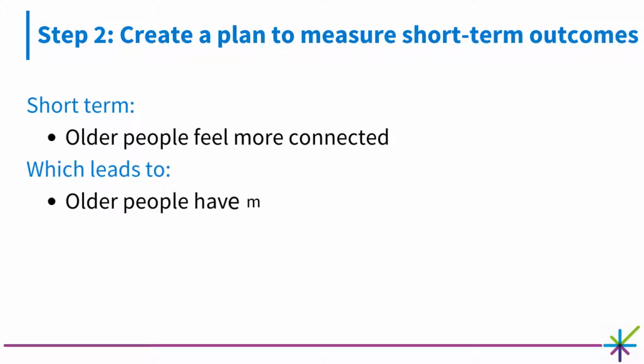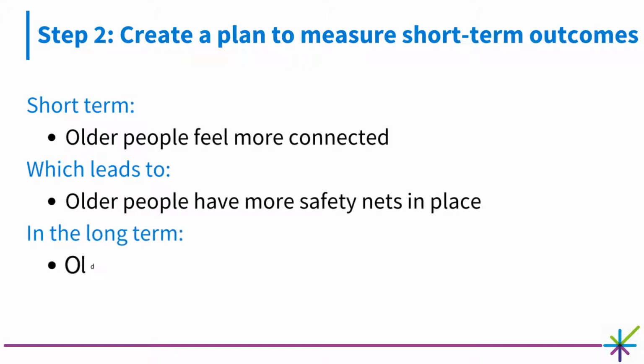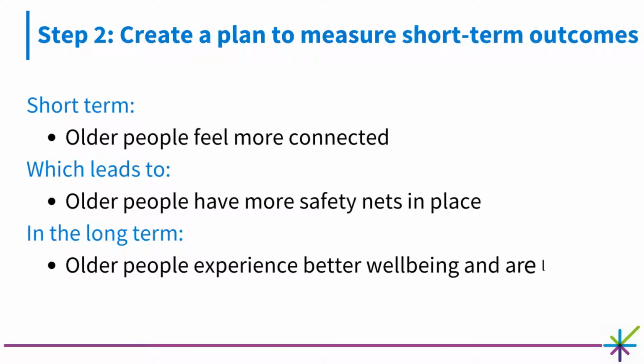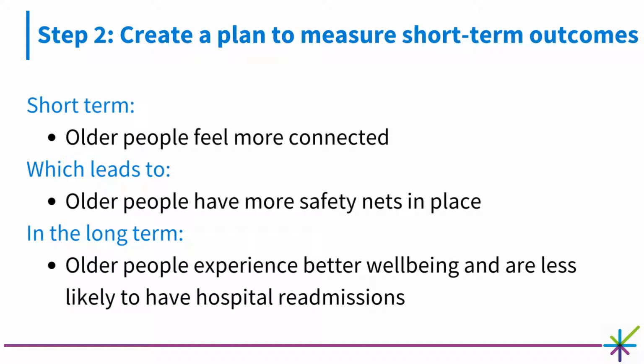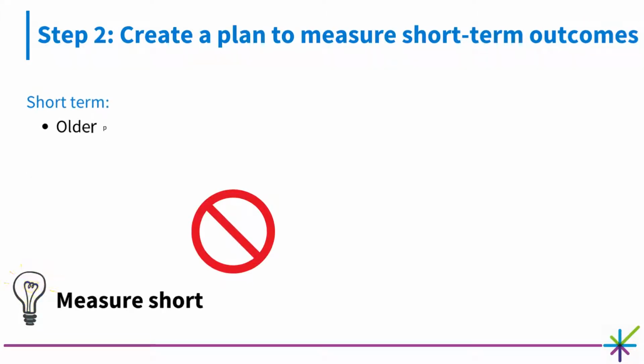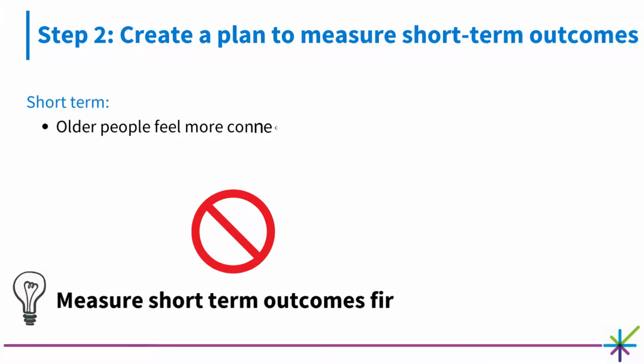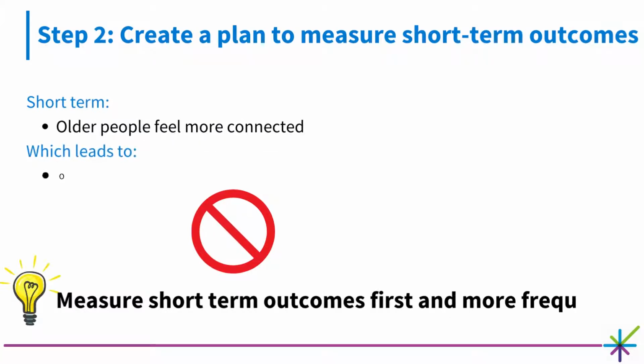Your logic model essentially contains a chain of short-term outcomes which lead to medium-term outcomes. These then contribute to long-term or strategic outcomes. They might look a little like the chain of outcomes here. We are going to help you develop a plan to measure short-term outcomes first.